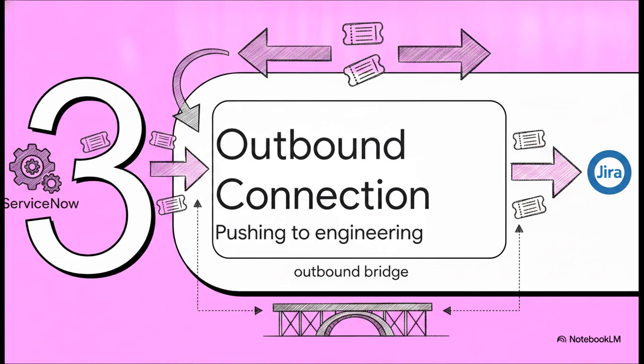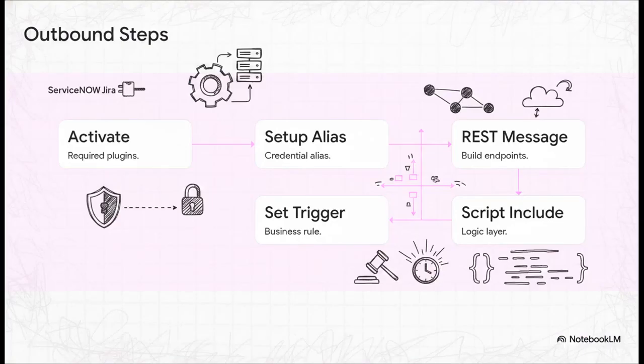Phase 3. Outbound from ServiceNow to Jira, pushing tickets to engineering. Let's take a breath here, because this marks the beginning of our first major technical build, the outbound bridge. Building the outbound data push follows a very clean, logical 5-step sequence. Ready? First, we activate our required web services and REST plugins. Second, we configure that secure credential alias we just talked about. Third, we build the actual REST message record to define our endpoints. Fourth, we wrap that message in a reusable script include. And finally, fifth, we set up a trigger, like a business rule, to actually fire the process when an incident is escalated.